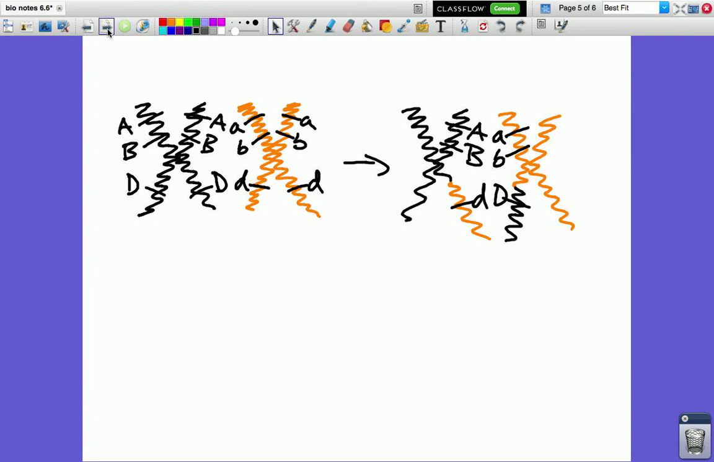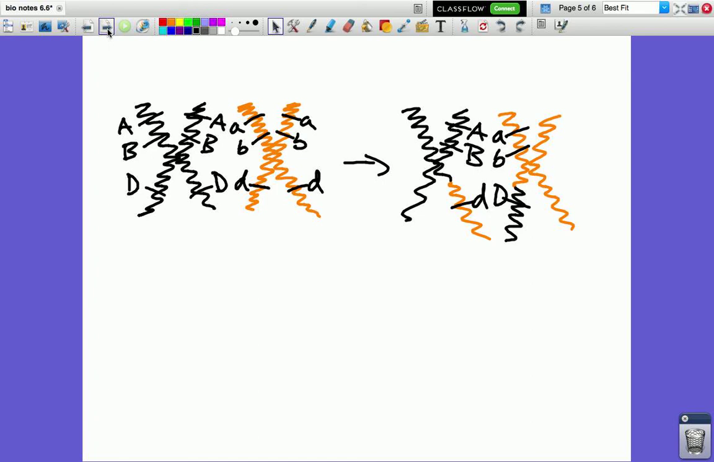A and B are said to be linked because they're very close together on that chromosome and they're really unlikely to be separated. That crossover event would have to happen in between those two genes in order for them to be separated from each other. So A and B are very, very likely to go together. They are still going together after the crossover that we illustrated. So they're linked. Whereas D is not linked to A or B.